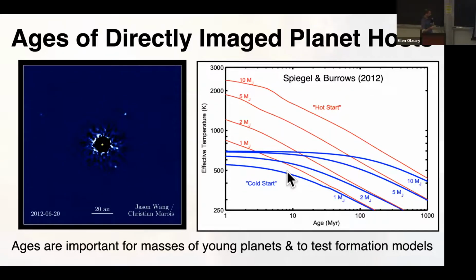And then alternatively, if you know the mass of the planet, for example, through dynamics, you can actually start to probe different models. For example, these hot star and cold star models that are indicated here on the plot. So age is really critical for direct imaging. You want to know how old your planet is in order to convert your direct measurement of the luminosity or also the spectrum into something that you can interpret and contrast to planet formation models.